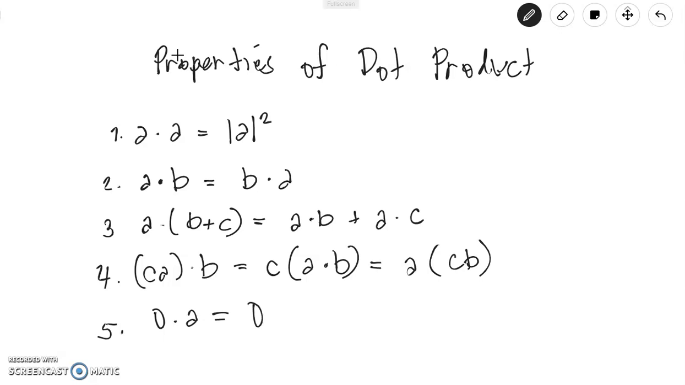A dot 0, or 0 dot A, is equal to 0. You can pause the video so that you can copy or take down notes of the properties of the dot product. Okay, so it's time now to give some examples for the dot product.